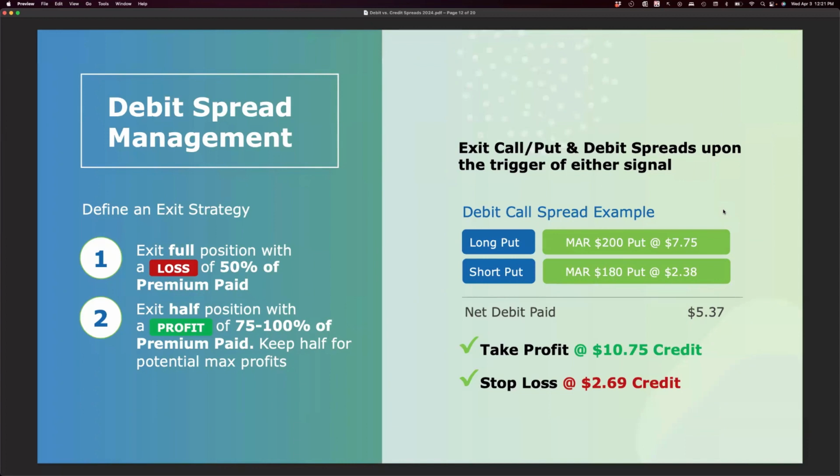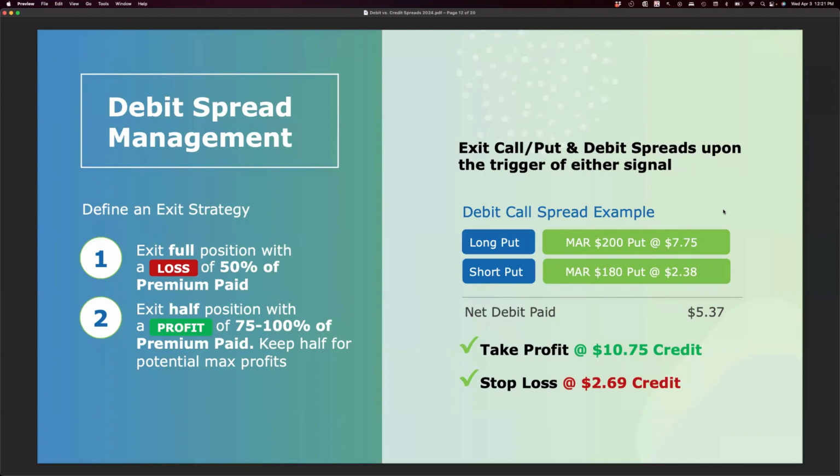Because getting into the trade is the easy part. What you do as you hold on to that position and you see the P&L tick higher and lower, sometimes you go into a loss, sometimes you go into a profit, and you're constantly trying to figure out when do I close out this trade.